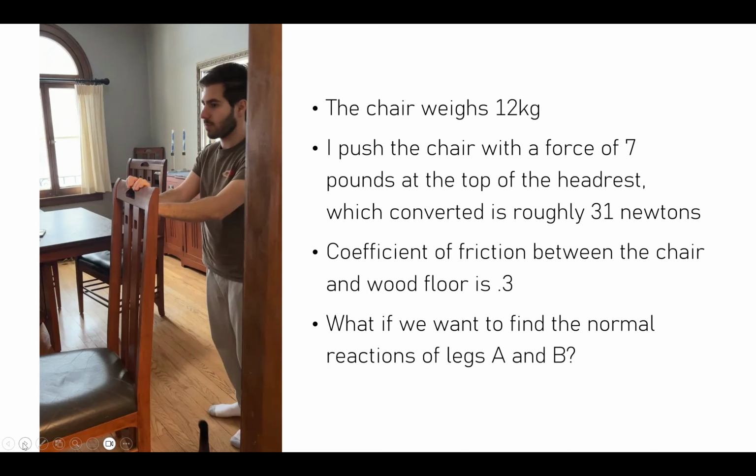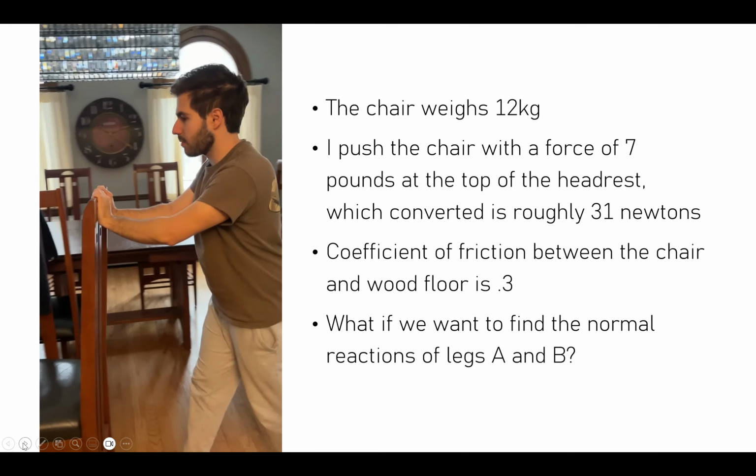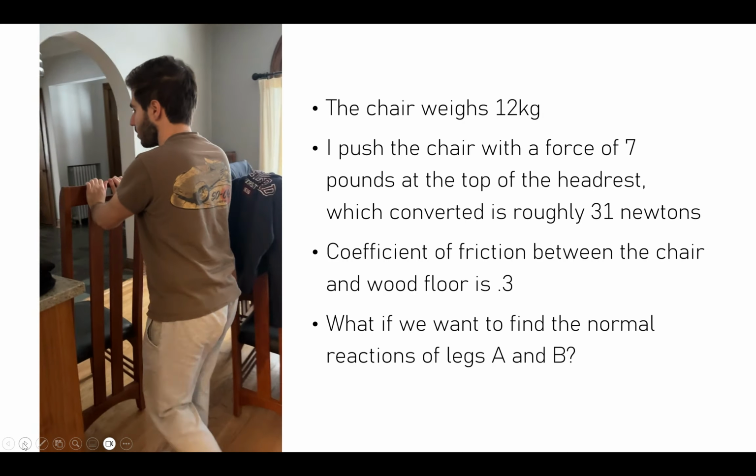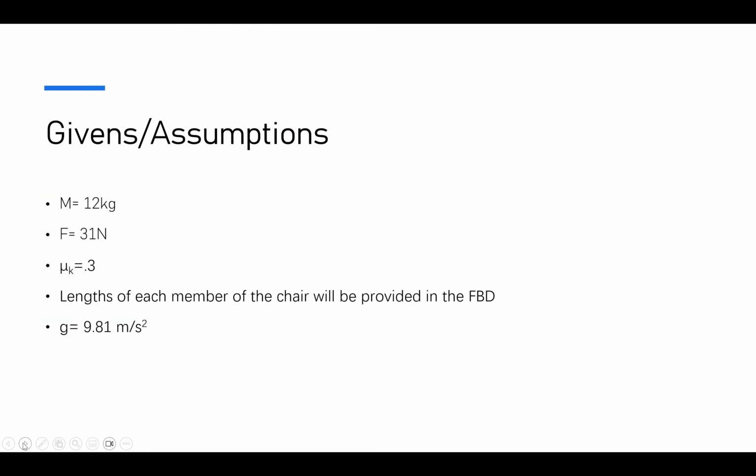motion. So, for this video, I'm pushing a chair at the top of the headrest with a force of 7 pounds, which converted is roughly 31 newtons. And so, the chair weighs 12 kilograms. The coefficient of friction between the chair and the floor is 0.3. And so then, what if we want to find the normal reactions of two legs A and B?